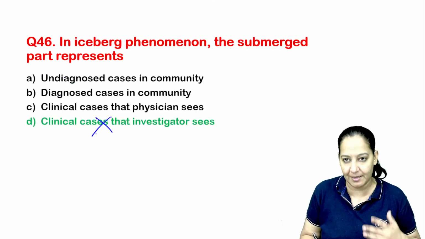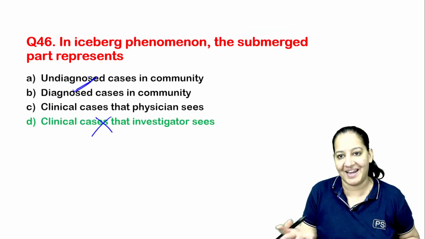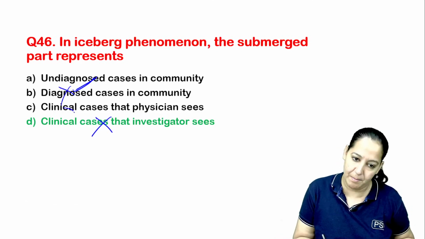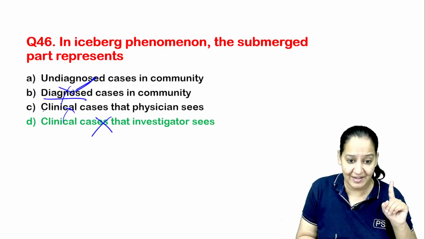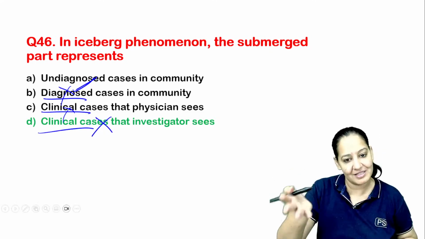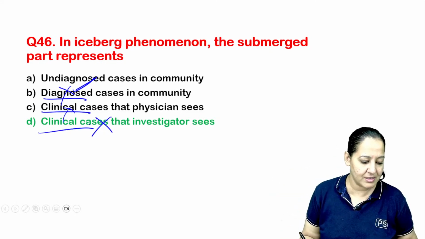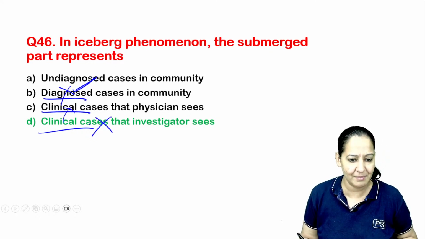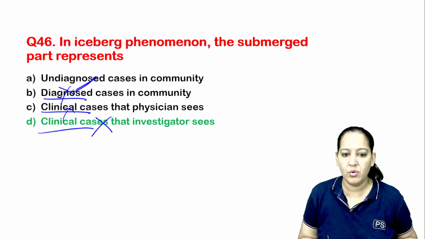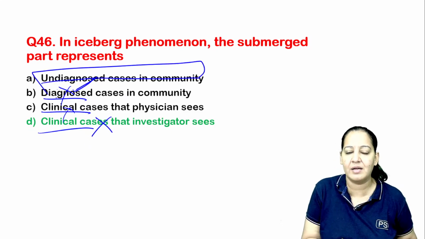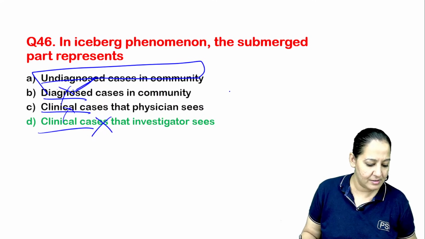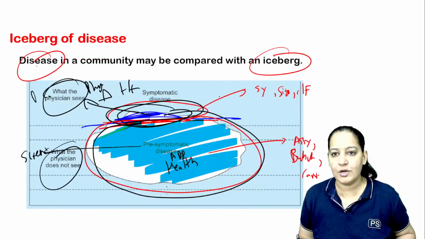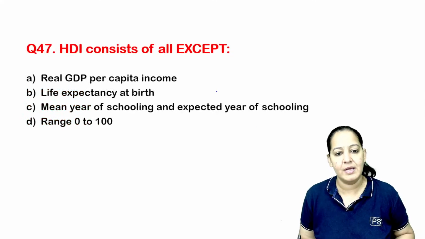Here a wrong answer was marked, my mistake, I agree. The correct answer is A. B, C, D are wrong, because B, C, D are diagnosed clinical cases, they are the tip, and the submerged portion is A. Why are you saying D is the answer? Am I making some mistake? In the iceberg phenomenon, the submerged portion represents undiagnosed cases in the community. The correct answer here is A, not D. I guess you are confused. Okay, so that is the thing.